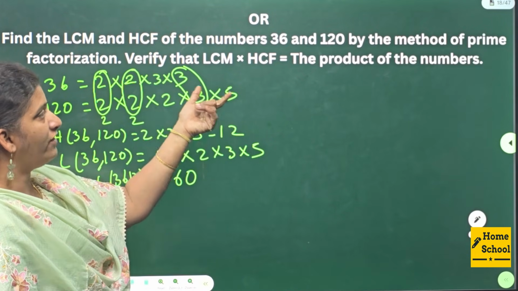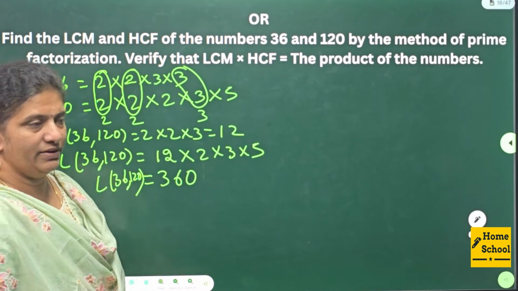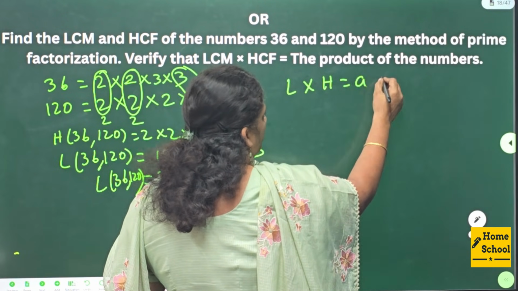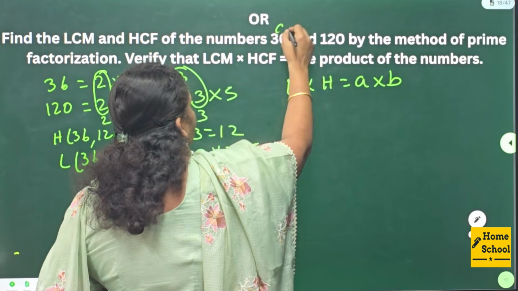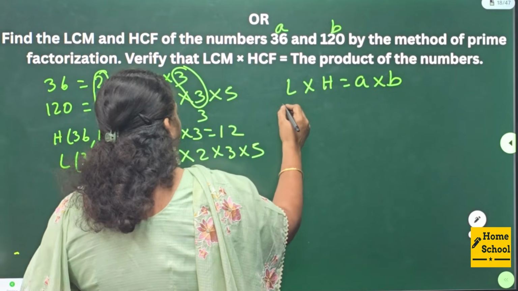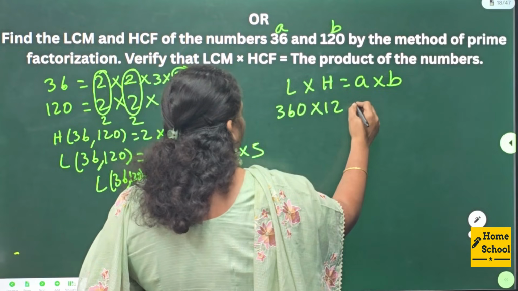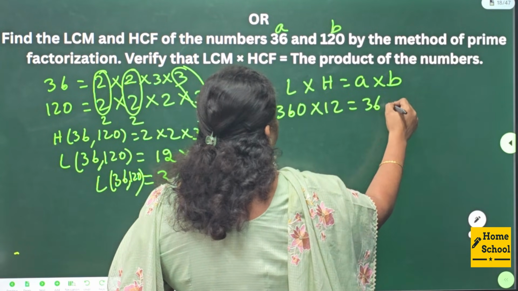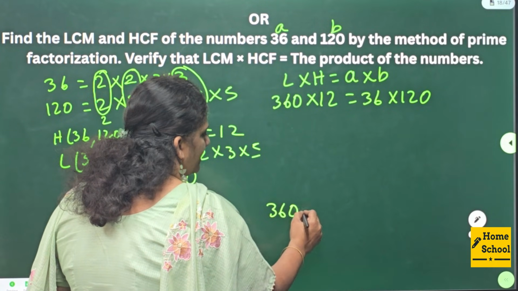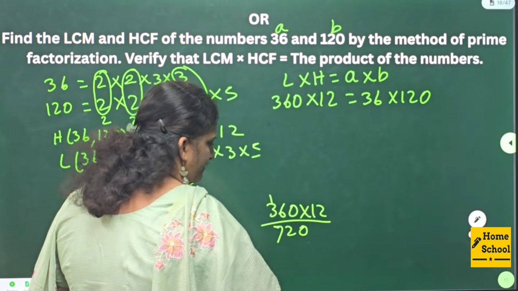And you have verified that LCM into HCF is equal to the product of the numbers. That is, L into H is equal to A into B. Let me assume A as 36, B as 120. LCM is 360 and HCF is 12. A 36, B 120. Now multiply 360 into 12. 0 2s are 0, 1 2 is 2, 2 3s are 6, 720.